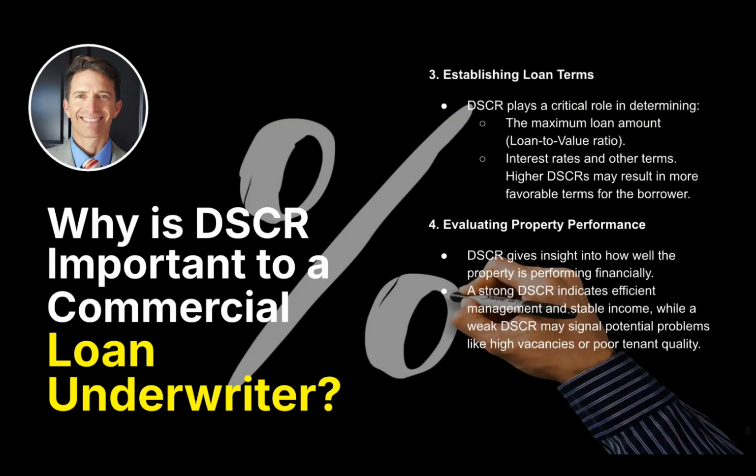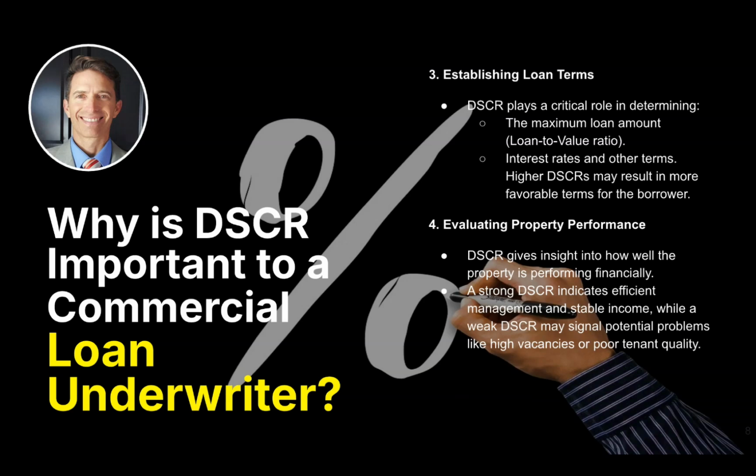Number 3, establishing loan terms. DSCR plays a critical role in determining the maximum loan amount, or loan to value, which is also known as LTV ratio, interest rates, and other terms. Higher DSCRs will probably result in more favorable terms for the borrower. Okay, so when the DSCR is above 1.25, then the borrower will have a lower interest rate. That's basically what we're saying here.